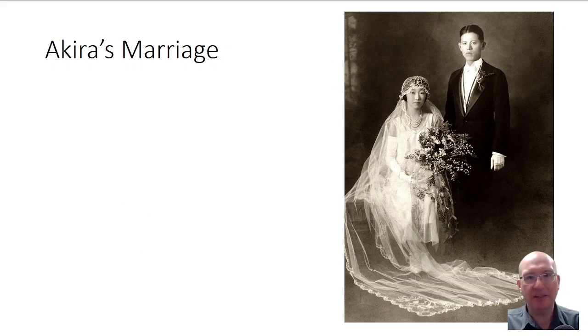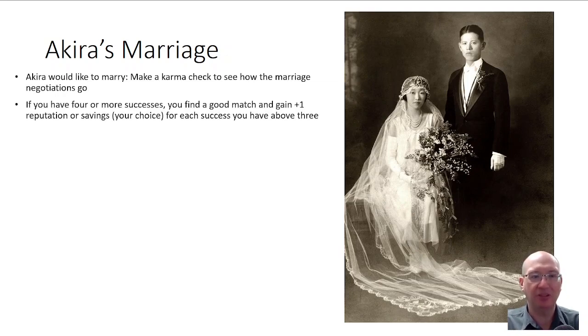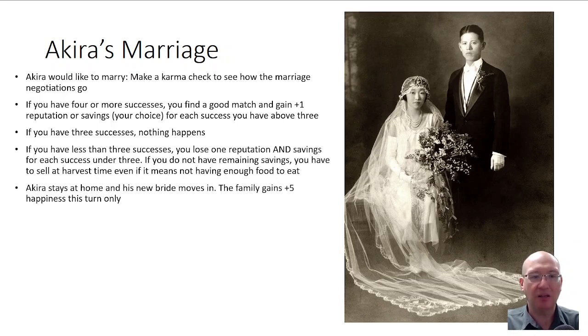The idea here, since we have time passing, is that children could get older and marry. So we had a karma check to see how marriage negotiations go. And this could affect your reputation: if they go really well, it could raise it; if it didn't go so well, things could be bad. But then what would happen is Akira's wife would move into your home, to simulate that you're a large farming family.